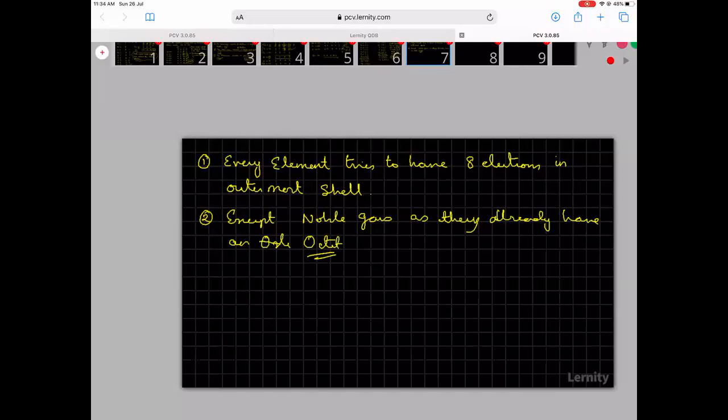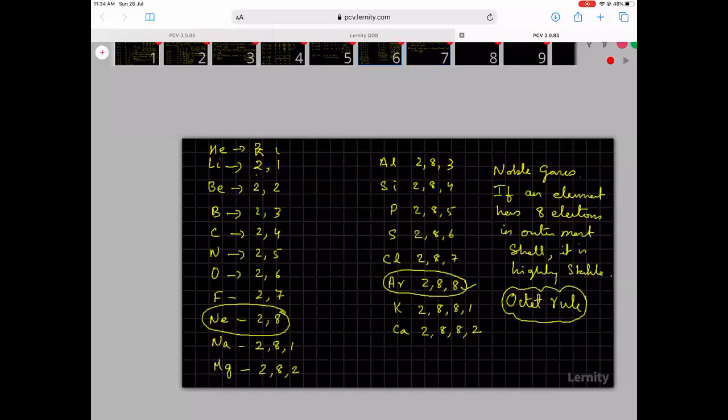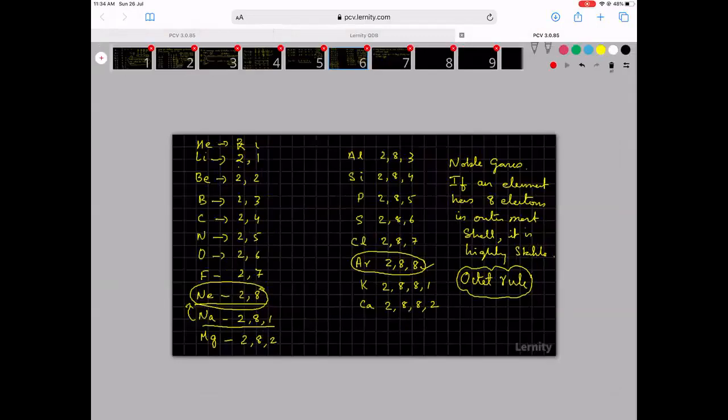Now, how will neon attain? No, neon already has it. How will sodium attain noble gas configuration? Which is the nearest noble gas? Neon. So what will sodium do? Sodium will give away that 1 electron. So to give away, I will put red. What will magnesium do? Magnesium will give away 2 electrons. What will aluminium do? Aluminium will give away 3 electrons.